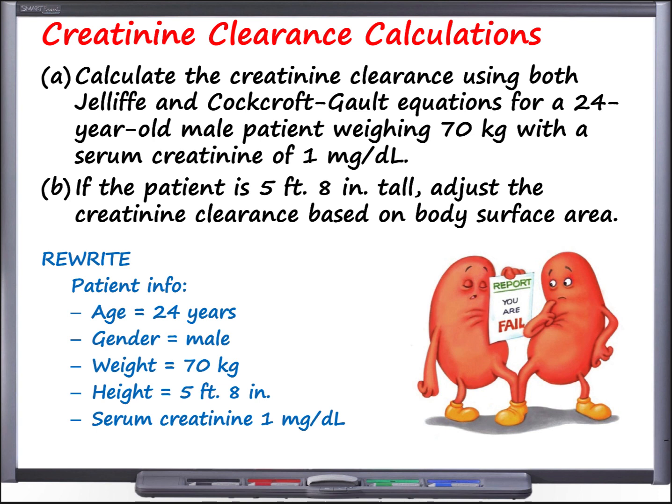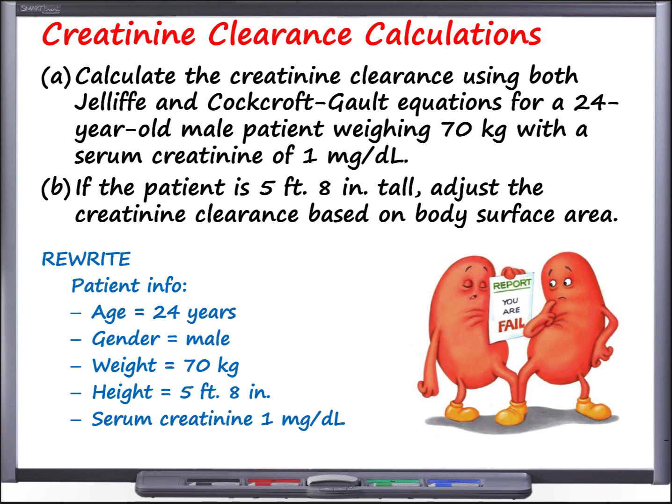All right. So let's rewrite some information and think about one additional idea. In this case, it's not about drugs yet so much as we want to figure out what their kidney function is. So we need a lot of patient information to use these formulas. What we know is that our patient is 24 years of age. Our patient is male. They weigh 70 kilograms, and they stand 5 feet 8 inches tall. And lastly, they've had some blood work, and one of their lab values was reported as the serum creatinine was 1 milligram per deciliter. Now, don't get that confused with the creatinine clearance.